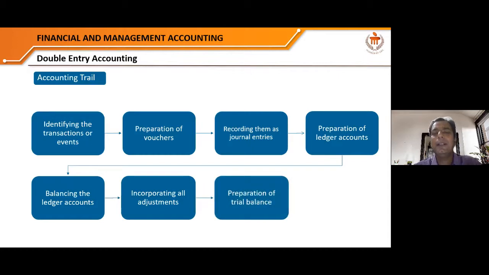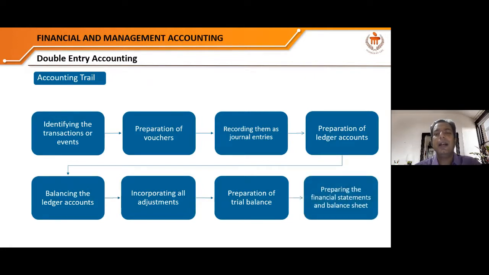Then we create a trial balance, which is a statement that shows the balance of all the accounts on a particular date. And finally, we prepare the financial statements and the balance sheet with the help of all these efforts we have made.